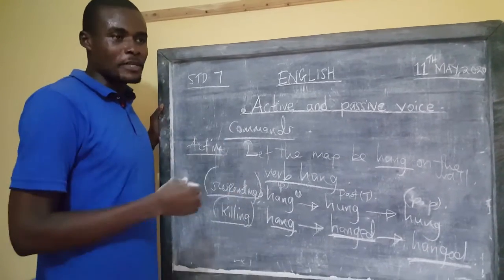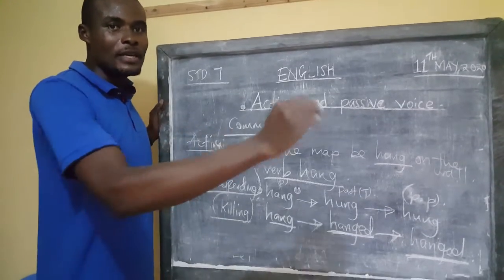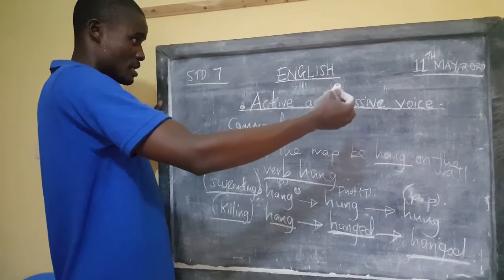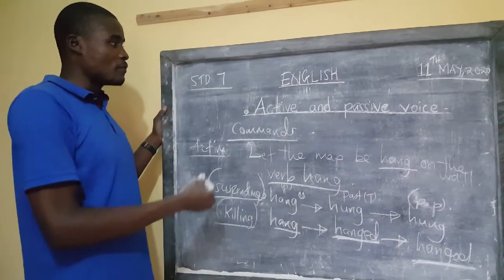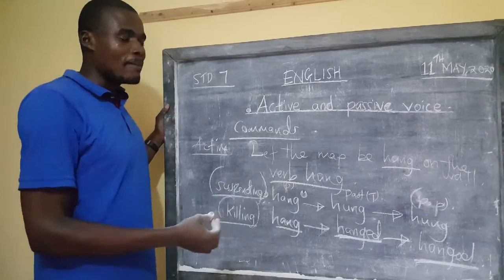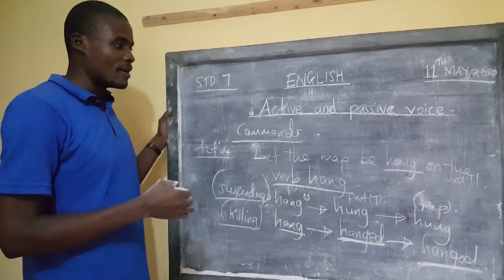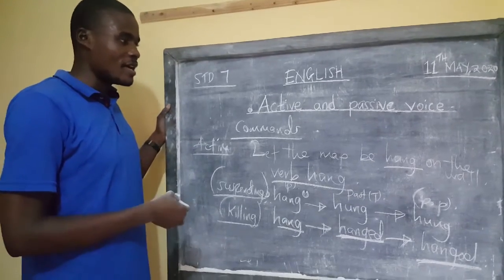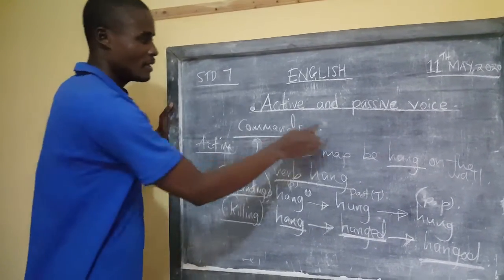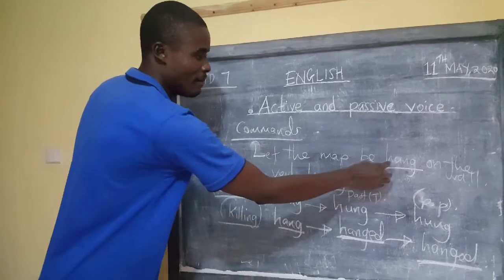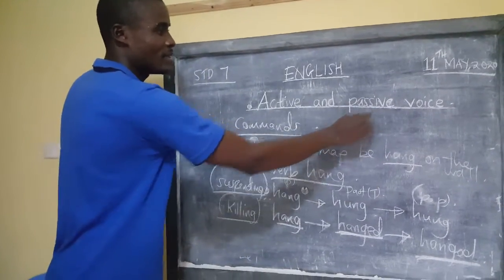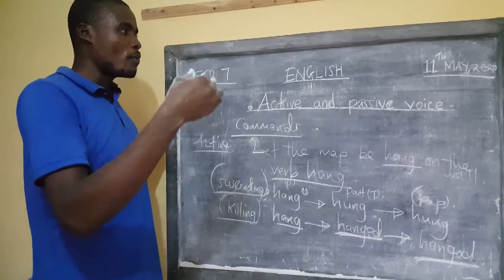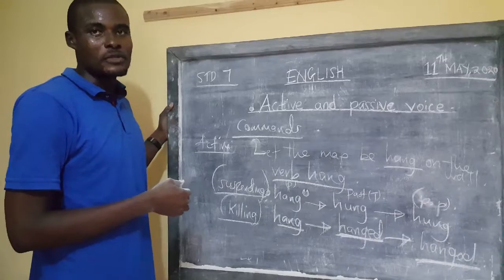That verb there must be past participle. And that is our key point: anytime you are changing from active to passive, the verb there must be in past participle. Whether in present tense, whether in past tense, whether in commands, remember that. In the passive part, we must have a participle, and we must have a what? An objective pronoun being used.